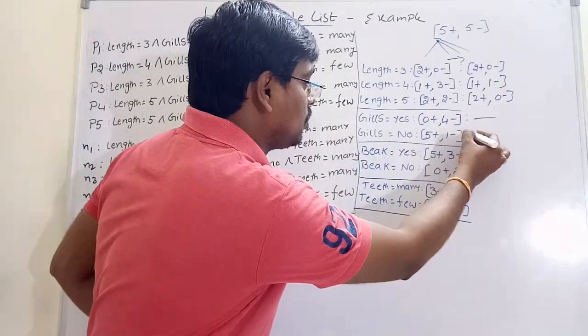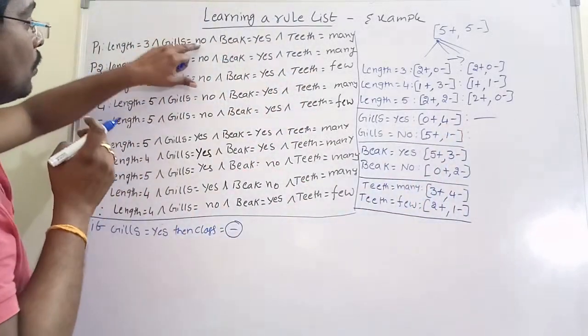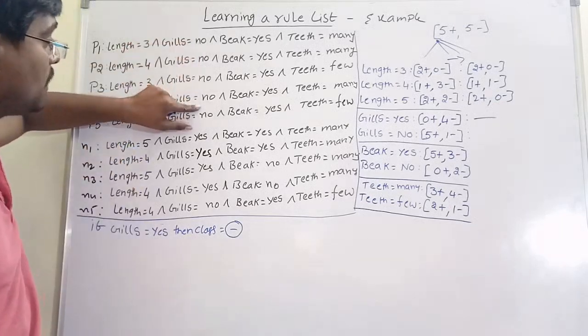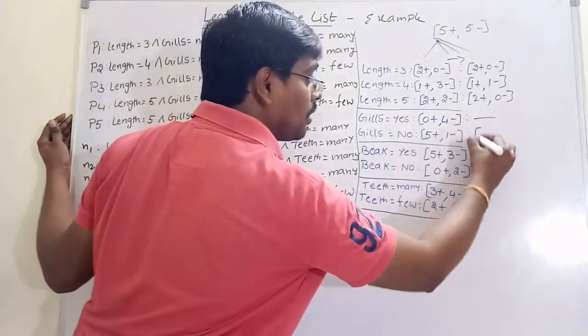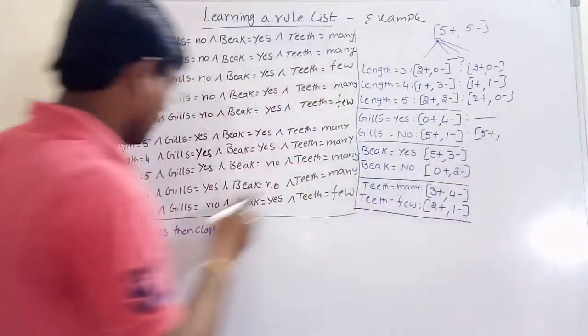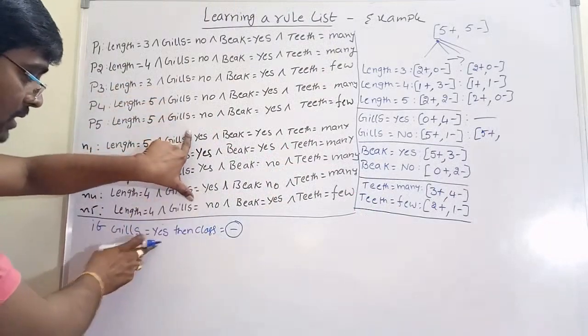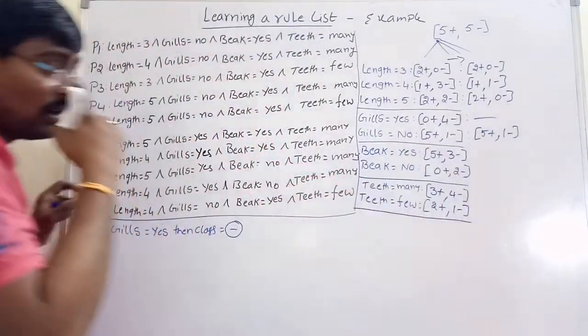Now gills is equal to no. We have 5 statements. All these 5 statements are included. 5 plus, for yes, these 4 are removed. Whenever it is yes, we have to remove only one negative. 5 plus 1 negative.